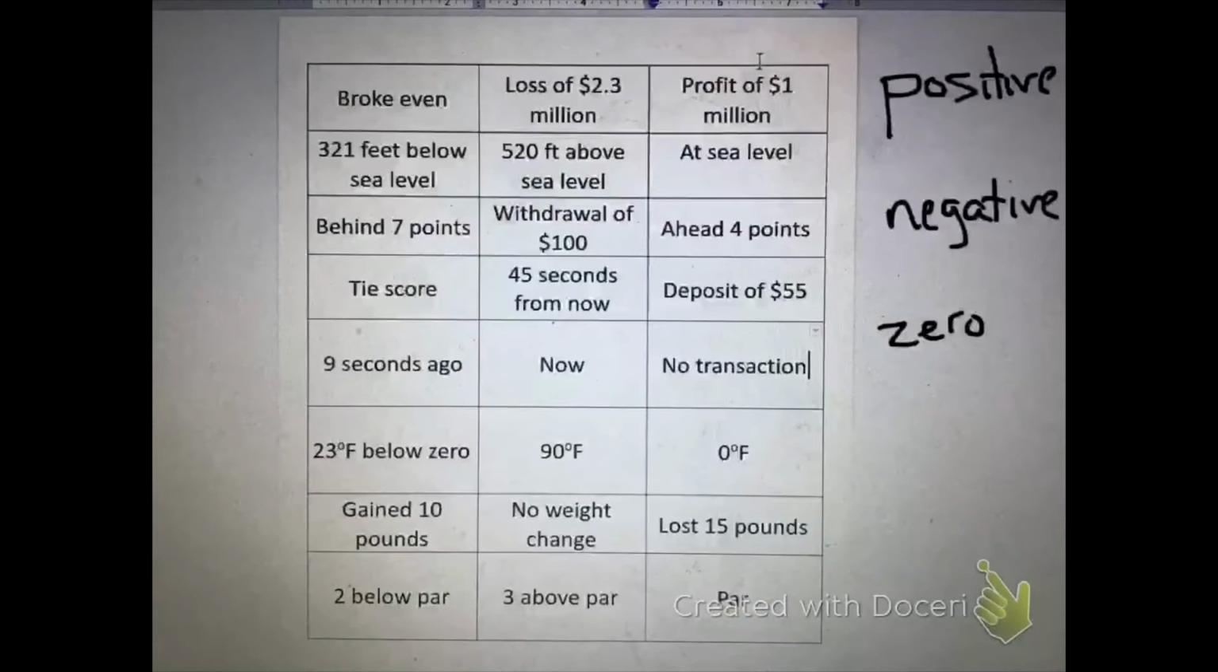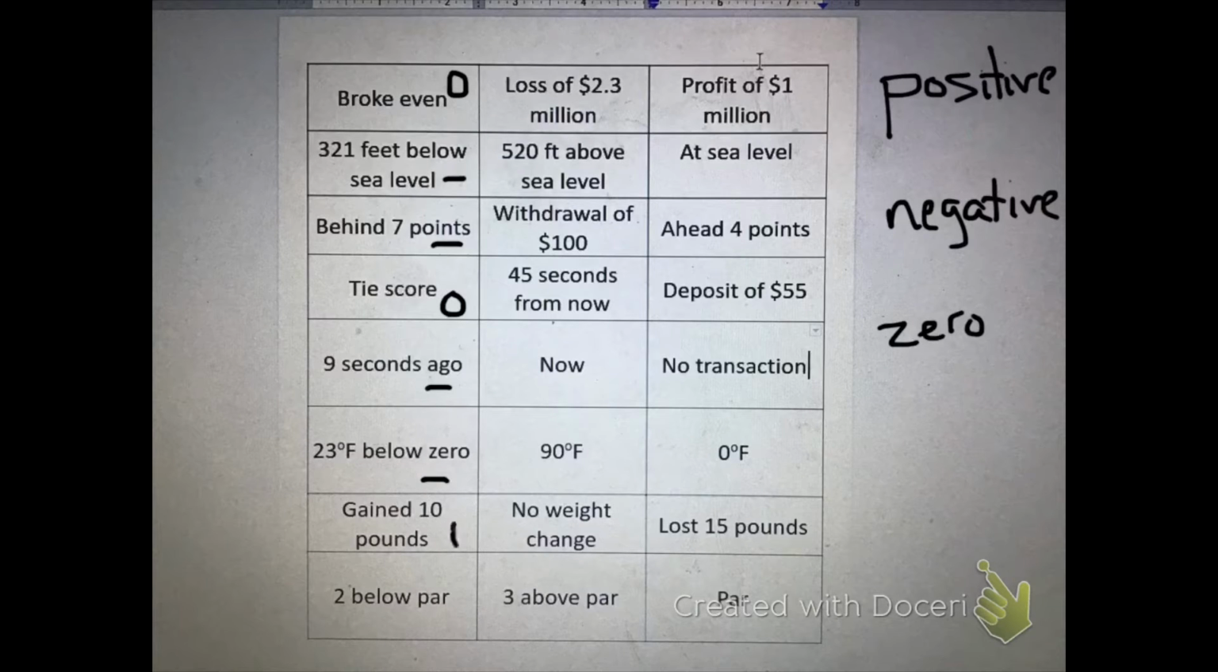All right, so let's look at our positive situations. I'm just going to put a plus with it. Well, actually, what we're going to do is we'll go through each one and then we'll decide whether it's positive, negative, or zero. So broke even, that would be zero. So you're not gaining or losing anything. 321 feet below. Below is the key word to indicate that it's negative. You're behind 7 points, so that's going to indicate that it's negative. A tie score would mean that no one's winning, so it's zero. 9 seconds ago, well, that would indicate that it's negative, going back in time. 23 degrees below zero, it's another one that indicates that it's negative.